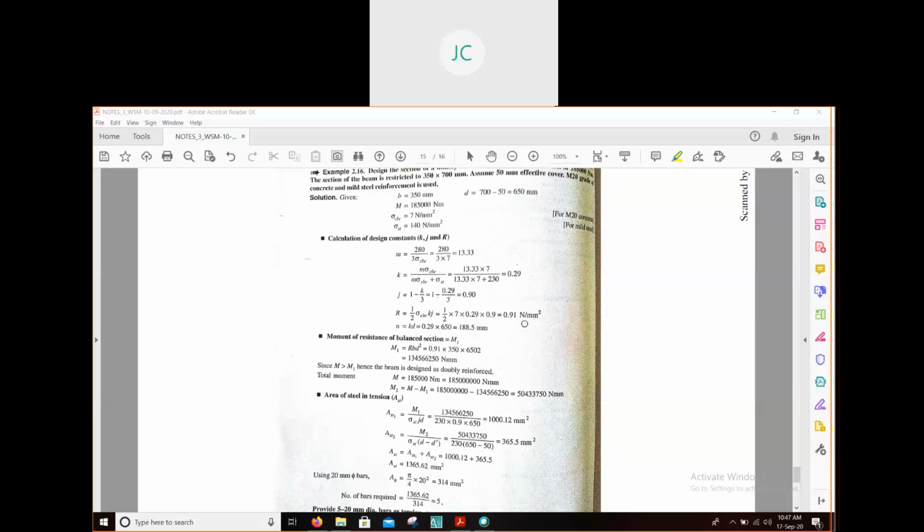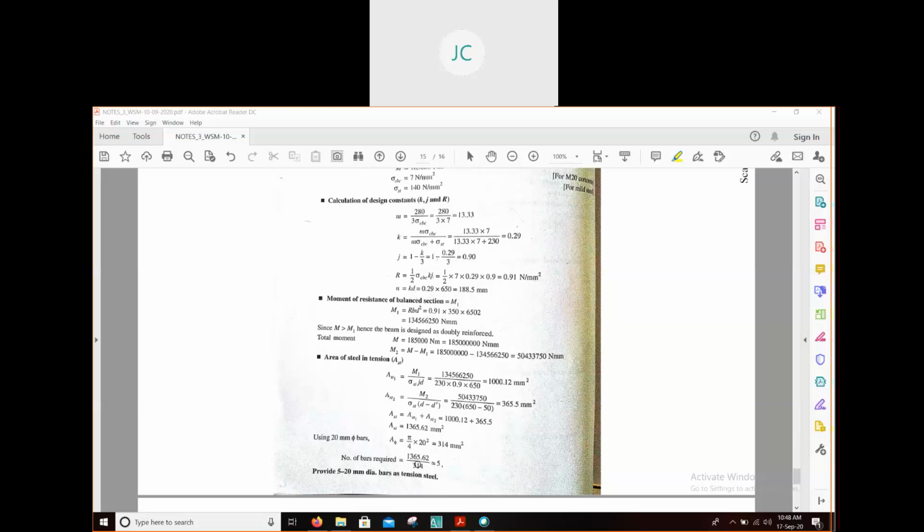You can use 16 also because this is the assumption only. You can take 16 also, you can take 20 also, you can take 25 also. Okay, but the area is not that much, only 1365. So if you use 16 mm, then I think the number of bars will be more. It is not compulsory that you have to use 20 only. You can use 20 mm diameter also.